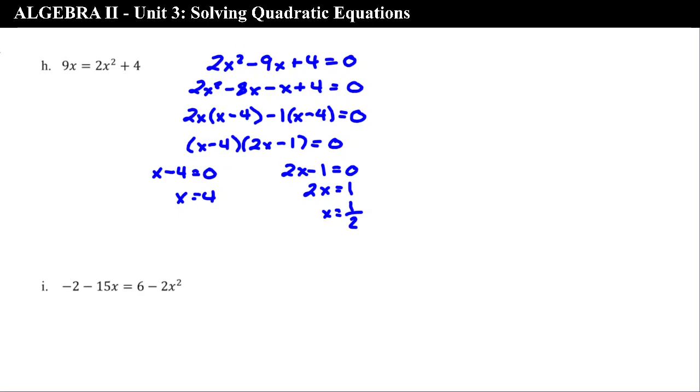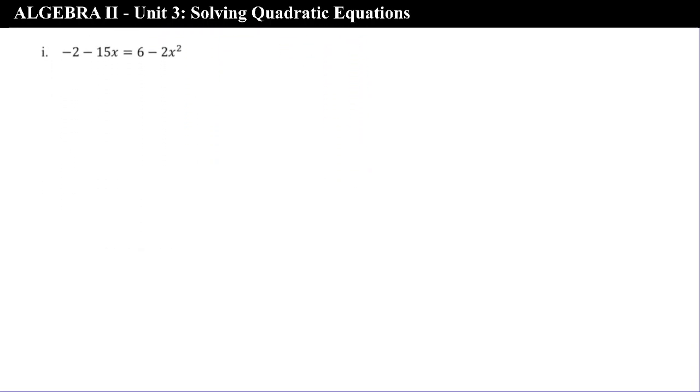And then one final example to wrap up this section. So again, we're going to start by rearranging. So we'll have 2x squared, by moving this over to this side, minus 15x. Subtract 6 from negative 2, you get negative 8. And now we need two numbers that multiply to give us negative 16 and add to give us negative 15. And those two numbers are negative 16 and 1.